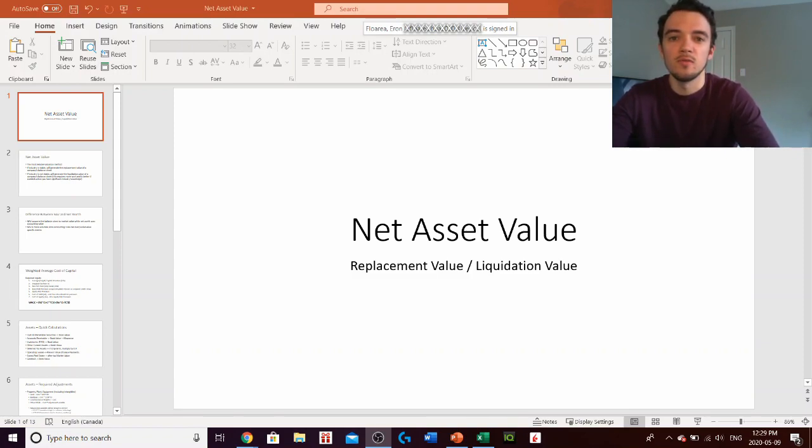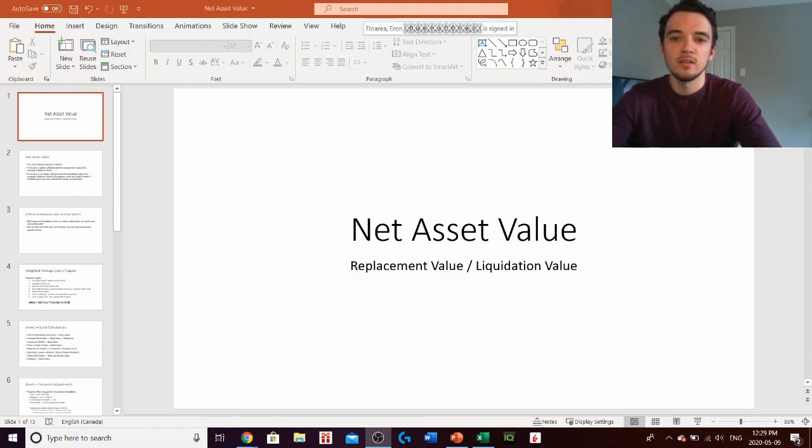And so I'm going to be going over 4 valuation methods. The first one is going to be the net asset value, which will be the one I'm going over today. Next will be the earnings power value. And then we'll be looking at the value of growth. And finally, I'll be going over 1 and 2 stage discounted cash flow models.